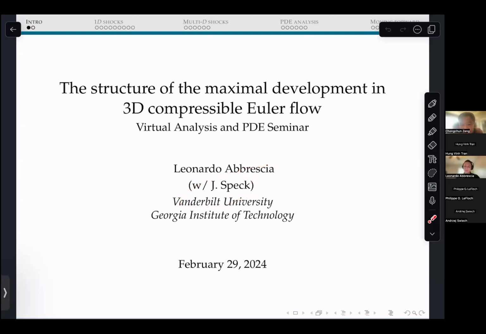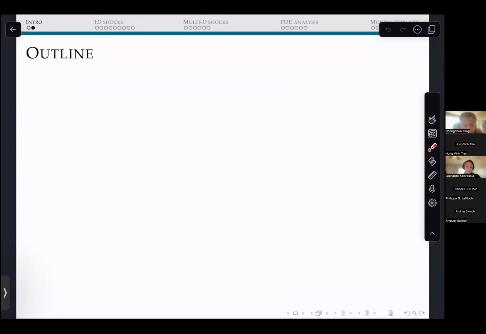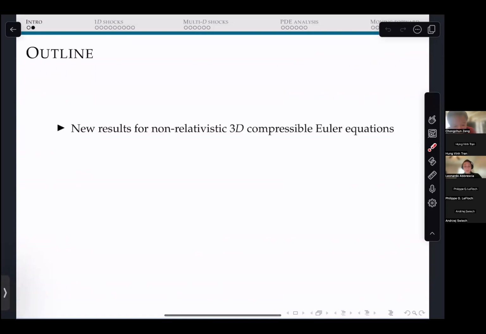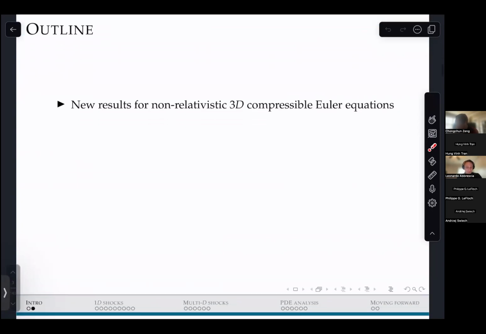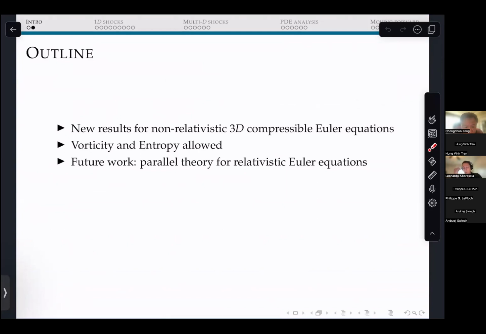Let's get started with just a quick outline of my talk. This talk concerns non-relativistic Euler equations, however, with vorticity being allowed, as well as entropy, in 3 space dimensions and 1 time dimension. Let me already say that there is a parallel work that one could hope to develop for the relativistic Euler equations, and that's something I'm working on, though there are some difficulties that I don't know if I'll get time to discuss.